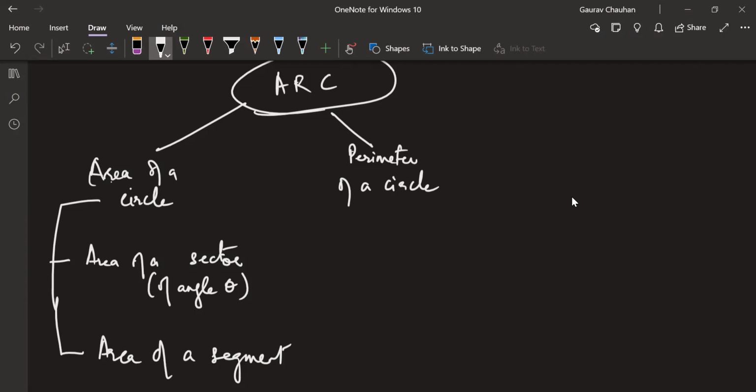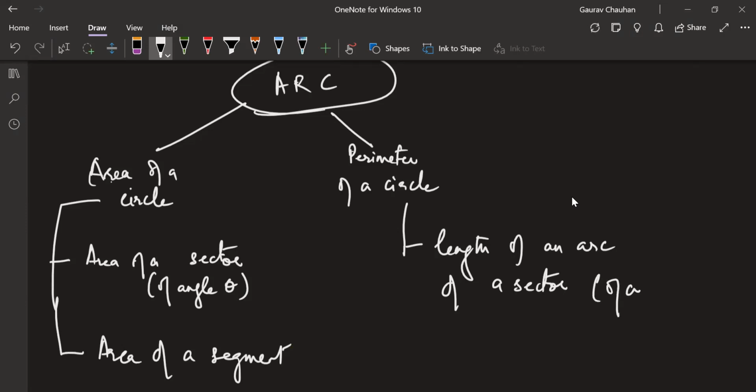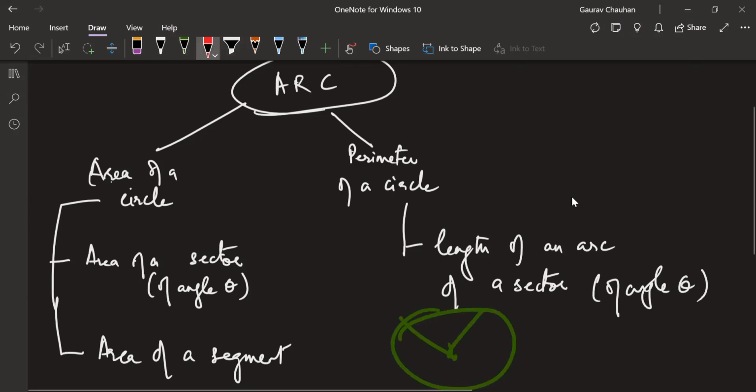Okay, same way perimeter of a circle. From perimeter of a circle, you will have length of an arc of a sector of angle theta. Okay, basically what's going on here is you have a circle, you have a sector. We have to find the length. So perimeter is this full thing. You have to find the length of this arc, this much. Yeah, that's going to happen there.